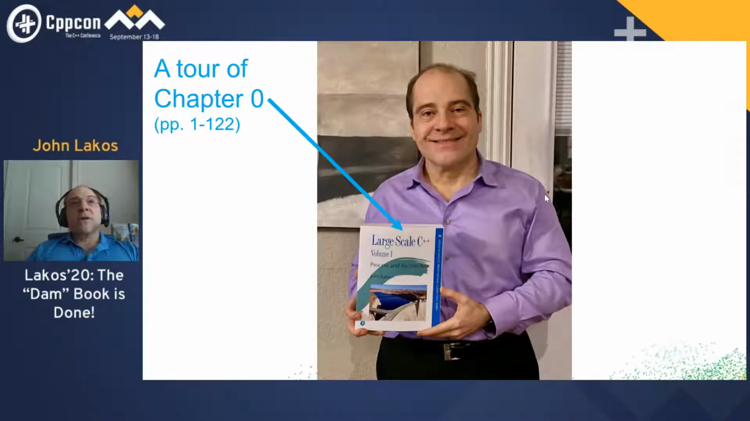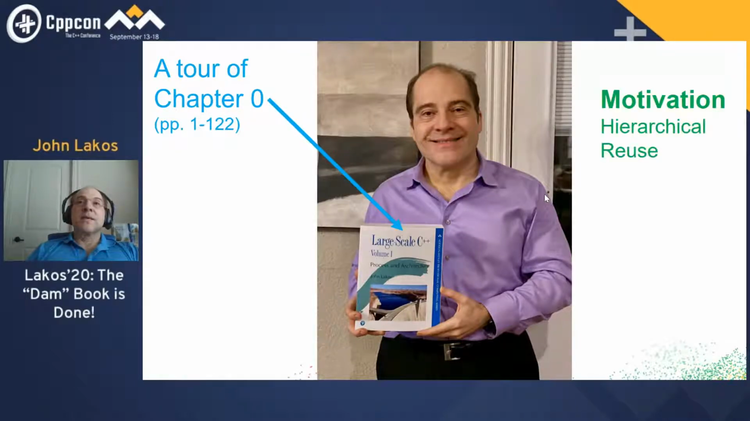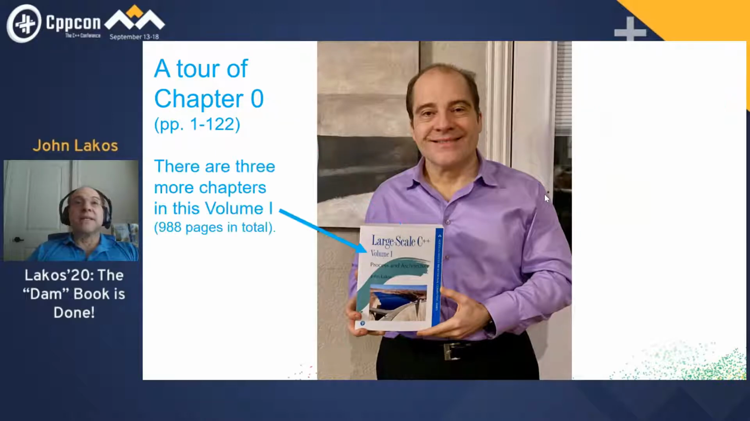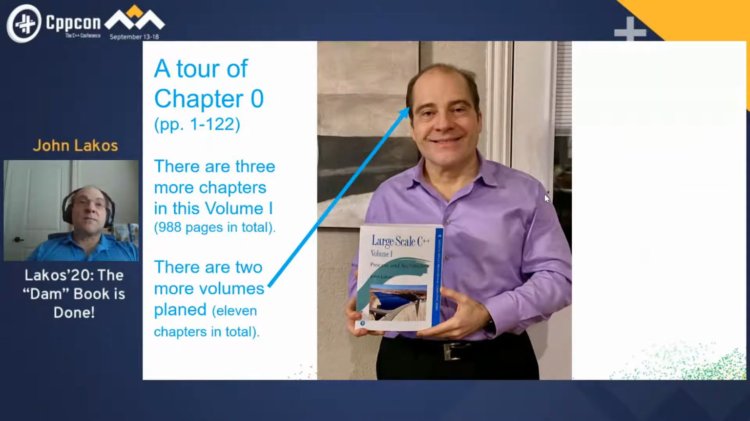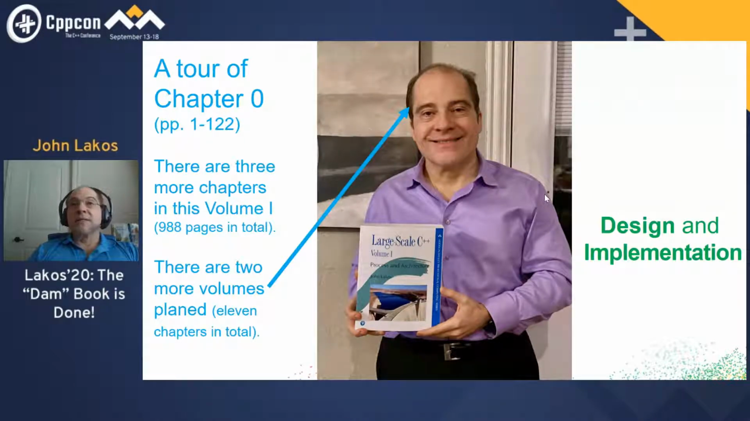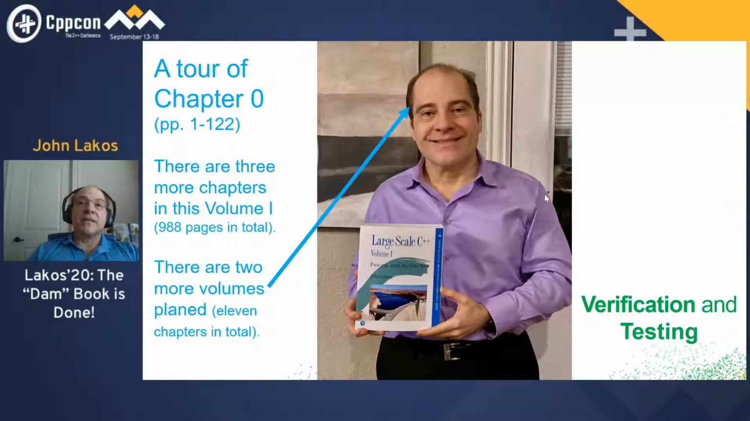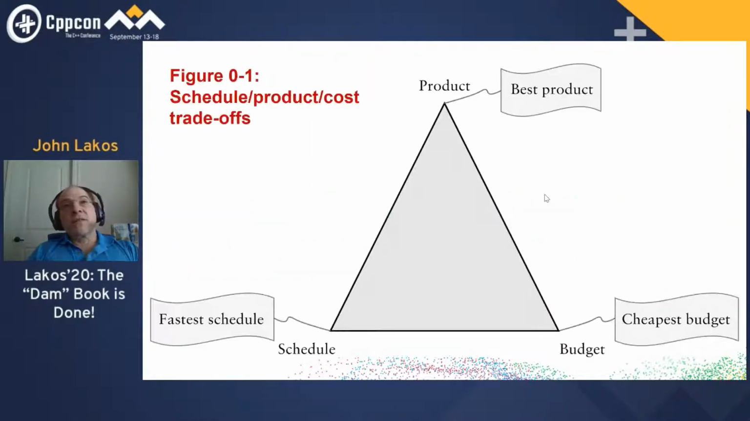What we're going to do today is talk about the first chapter, chapter 0, which is an overview of what's really important. The motivation for the entire 3-book series is hierarchical reuse, and everything else is kind of a detail. There are 3 more chapters in this book, Process and Architecture, and there are 2 more volumes planned, and in fact, those volumes were written already, and the 3rd volume was written first. It's kind of like a Star Wars trilogy, and they include design and implementation in volume 2 and verification and testing in volume 3. So let's get started.